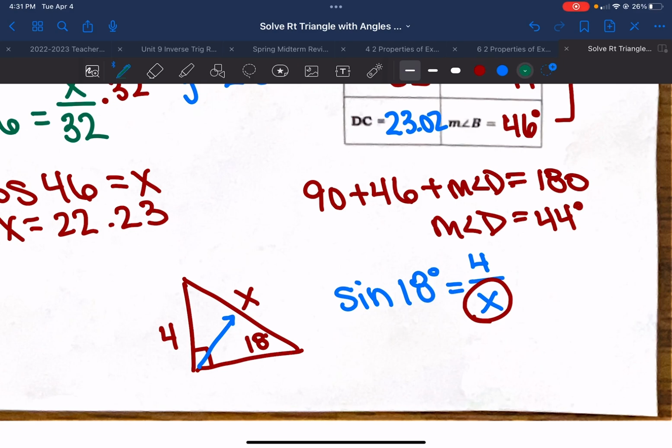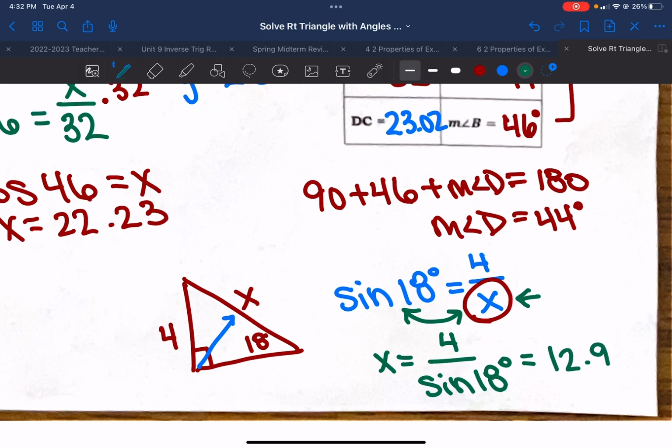The little trick with this is that you can flip-flop the locations of your sine of 18 degrees and your x to get x by itself: 4 divided by the sine of 18 degrees. That's the other way that you can do this if your variable is in the downstairs, in the denominator position. You could plug that into your calculator. Just for argument's sake, that is 12.94.